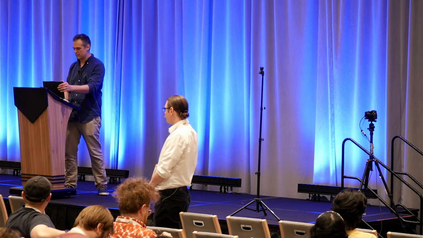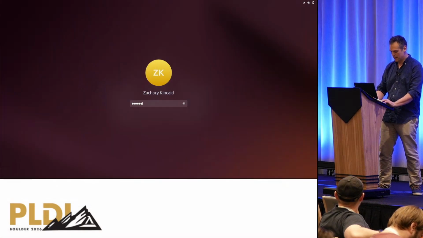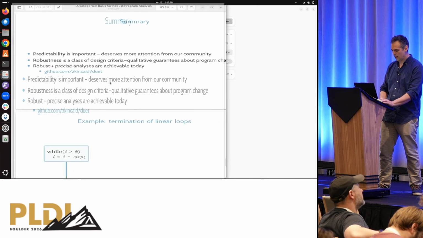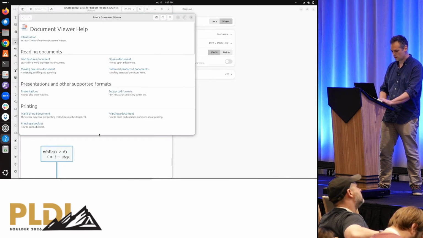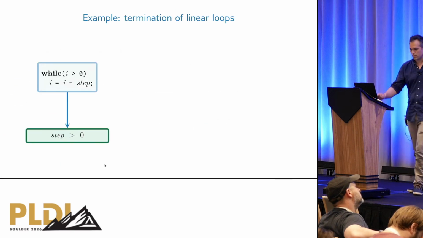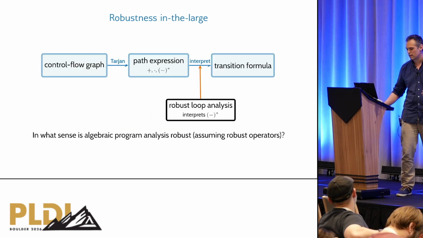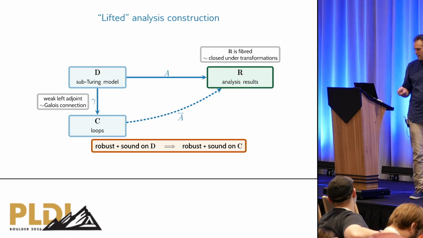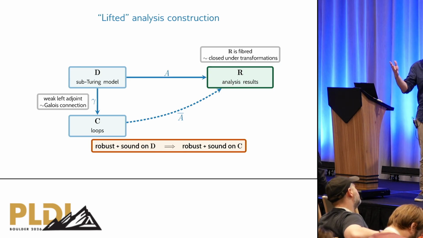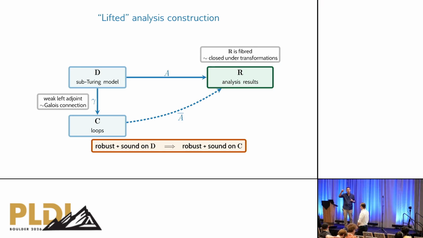You have to prove that this is actually a best abstraction. So you can't just take any old model. It has to be the best model in some sense. The best model is kind of like a Galois connection. So this weak left adjoint is really saying not only is it an abstraction, it's an abstraction that satisfies a universal property. And it's that universal property plus robustness of the analysis on D that gives you robustness of the analysis. Okay. Cool.